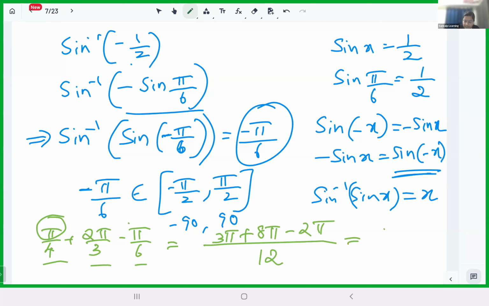So the answer is 11 pi minus 2 pi over 12, that is equal to 9 pi by 12. If you cut it short, it will become 3 pi by 4. We have got the answer for that particular question. Now we are moving on to the fifth question.